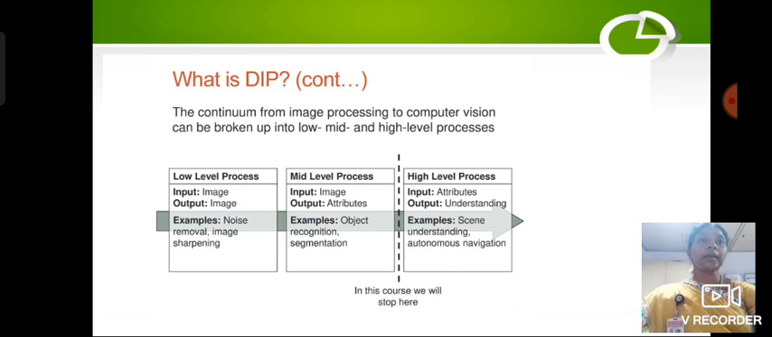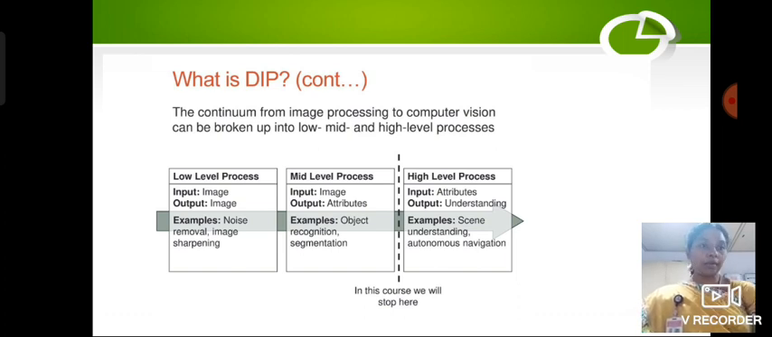For example, if you are taking a tumor image, then we can tell the size of the tumor, how much it has spread, what is the width, what is the height, what is the dimension. Those are the attributes that we get from that image. So that is the output we get from that image.